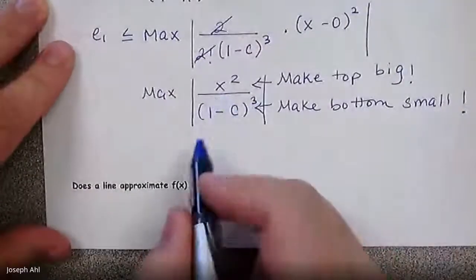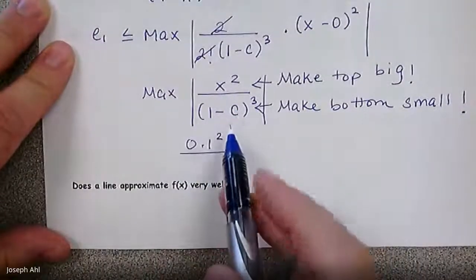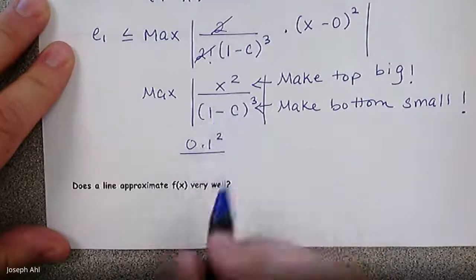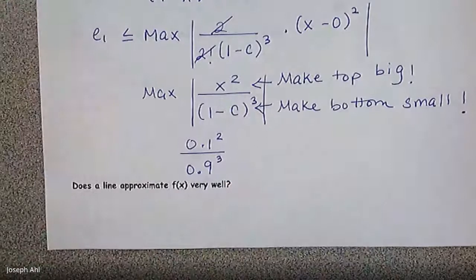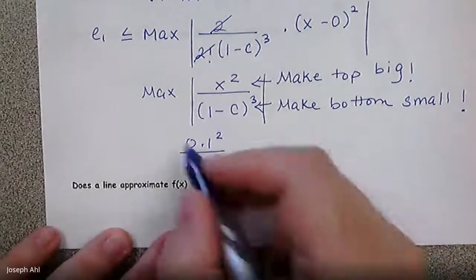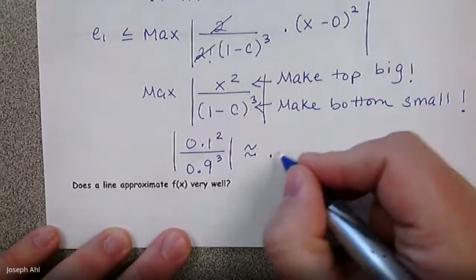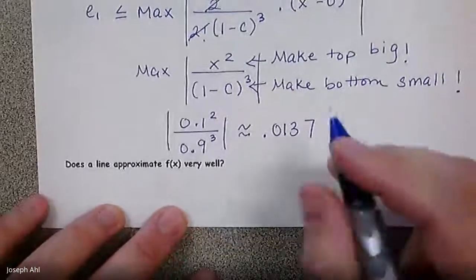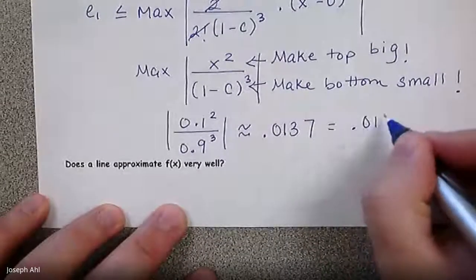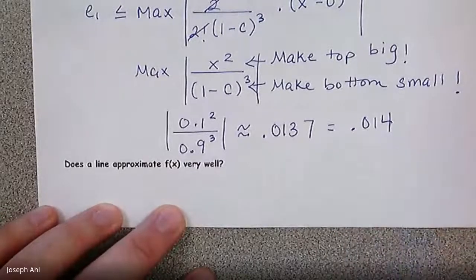So if you plug in 0.1 to the numerator, and if you plug in 0.1 to the denominator, the smallest you can make this quantity on the inside is 0.9, 1 minus 0.1. And when you find the value here, it is approximately 0.0137. So to 3 decimal place accuracy, you would get that the maximum error we have is 0.014.